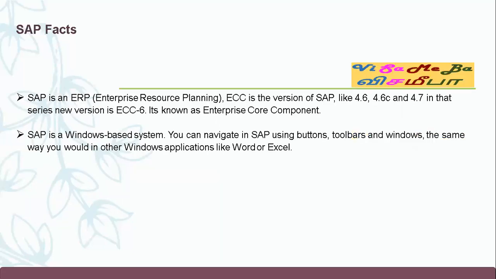SAP is an ERP system, ERP standing for Enterprise Resource Planning. ECC is a version of SAP, and ECC 6 is the latest available, and it stands for Enterprise Core Component. SAP is a window-based system, so whatever shortcuts you use in Microsoft Word or Excel can also be used in SAP. For example, Control S to save can also be used in SAP to save a document.